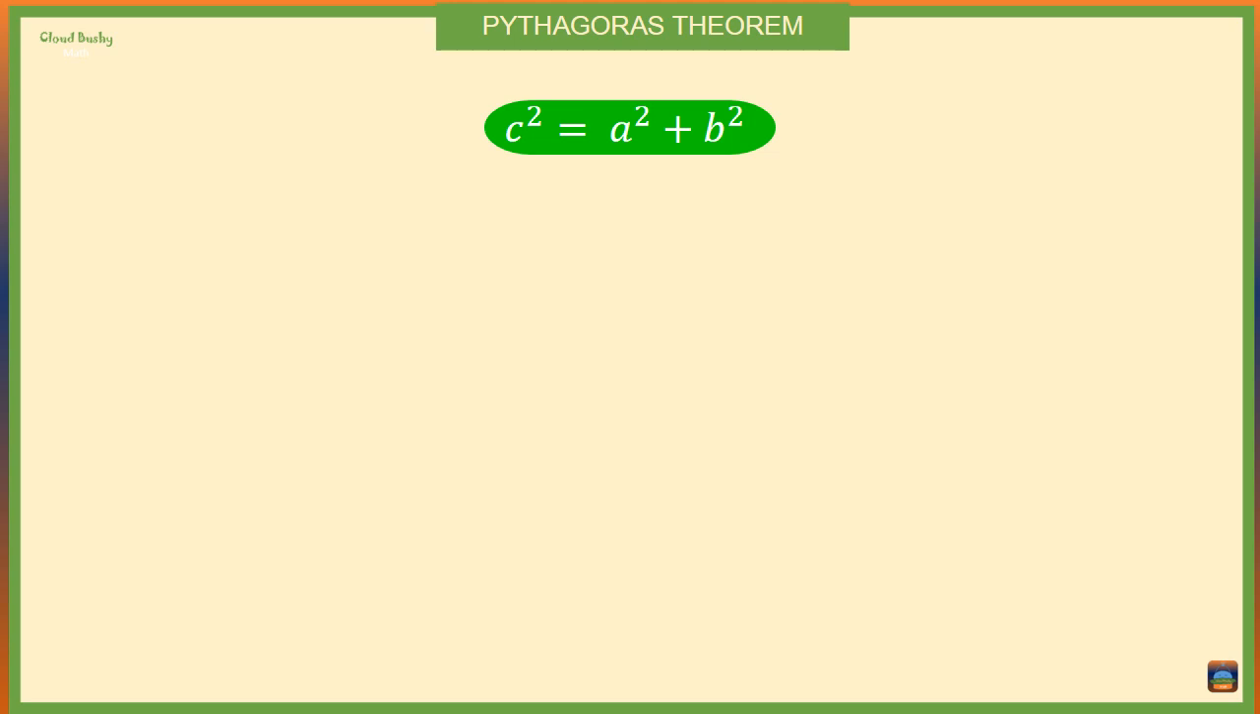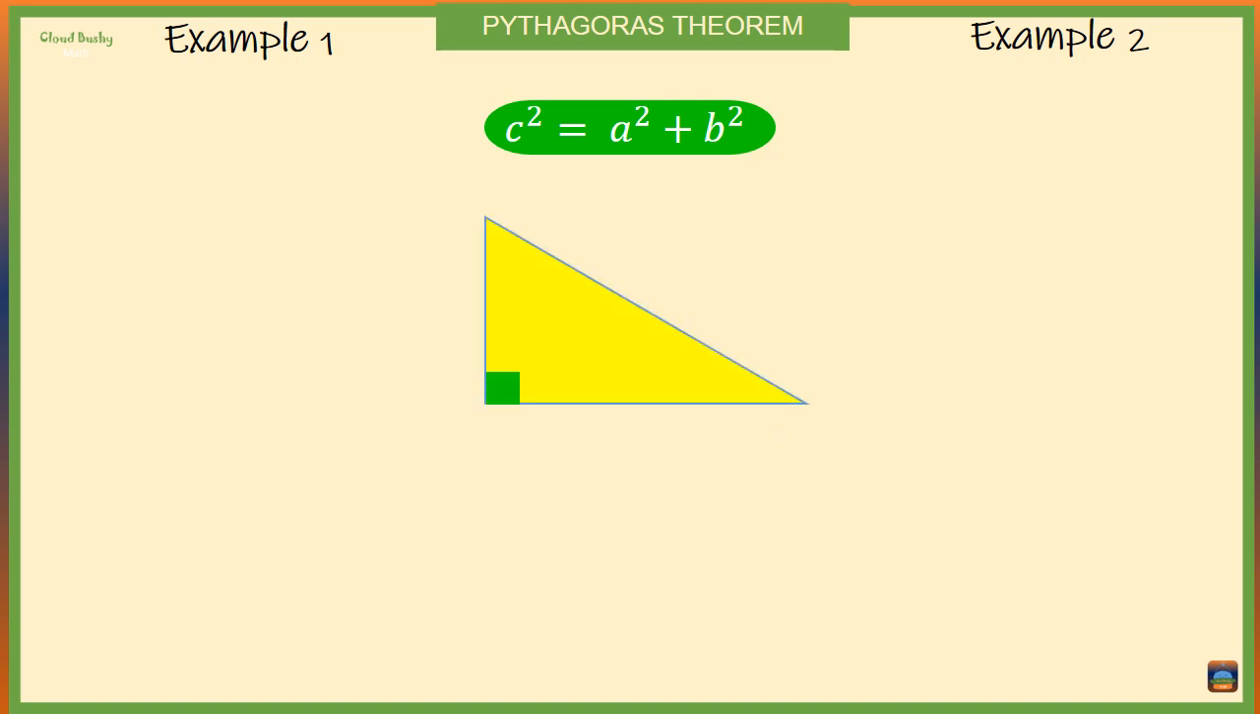Hello guys, in this video are two examples of how to use the Pythagoras theorem. We use the Pythagoras theorem to find the missing length of a right-angled triangle.